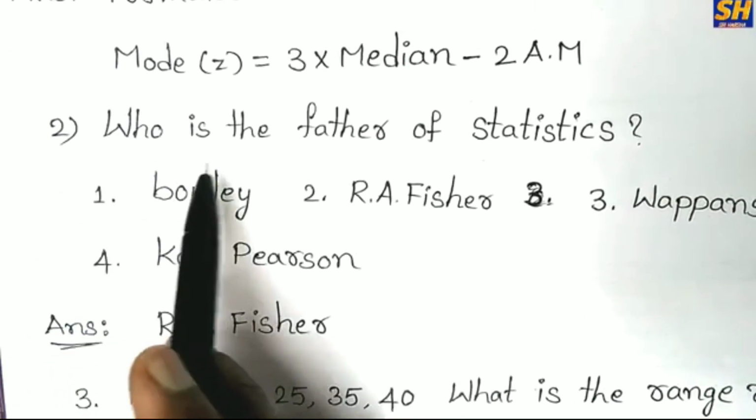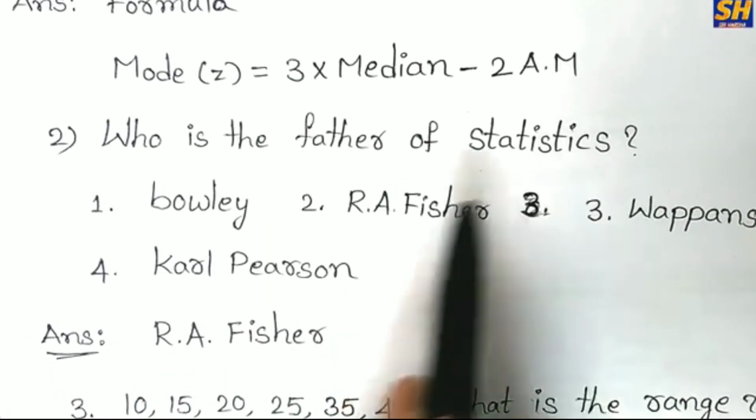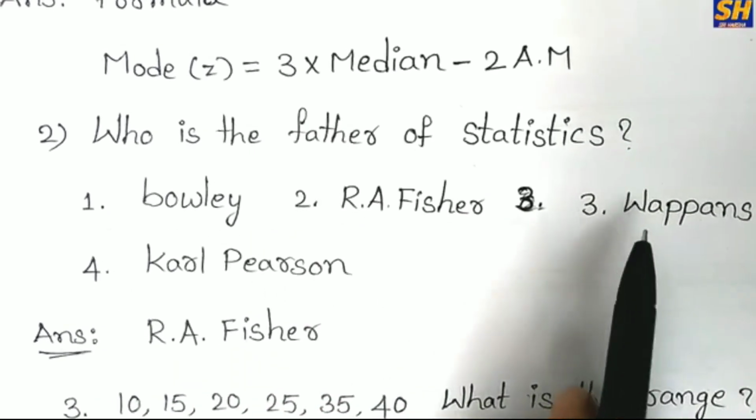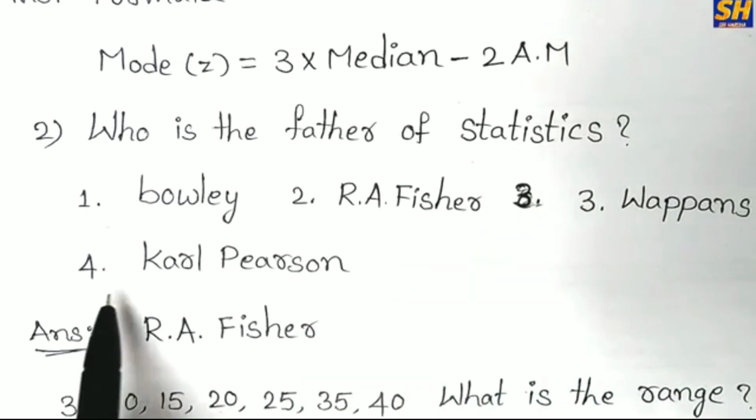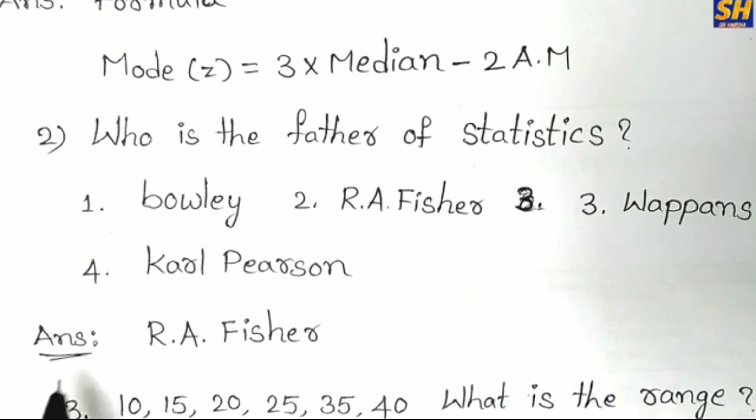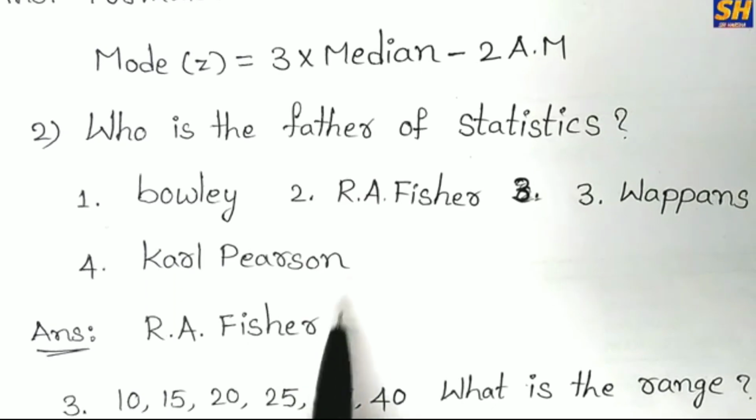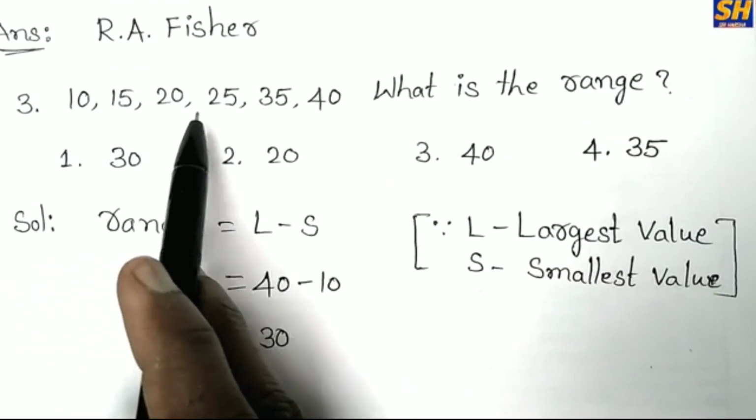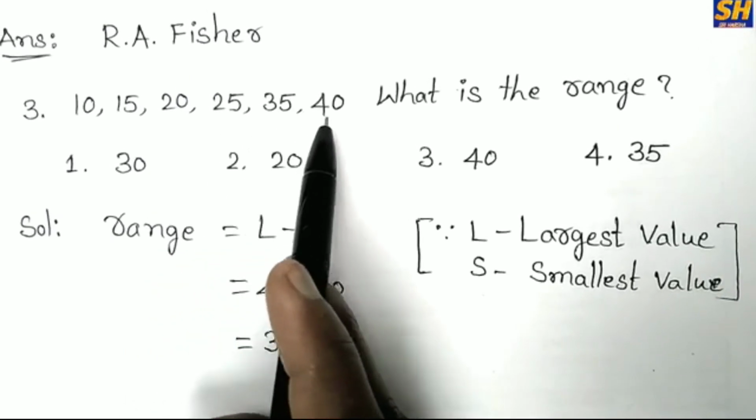Second one, who is the father of statistics? First one, Bowley. Second one, R.A. Fisher. Third one, Weapons. Fourth one, Karl Pearson. Answer, R.A. Fisher.